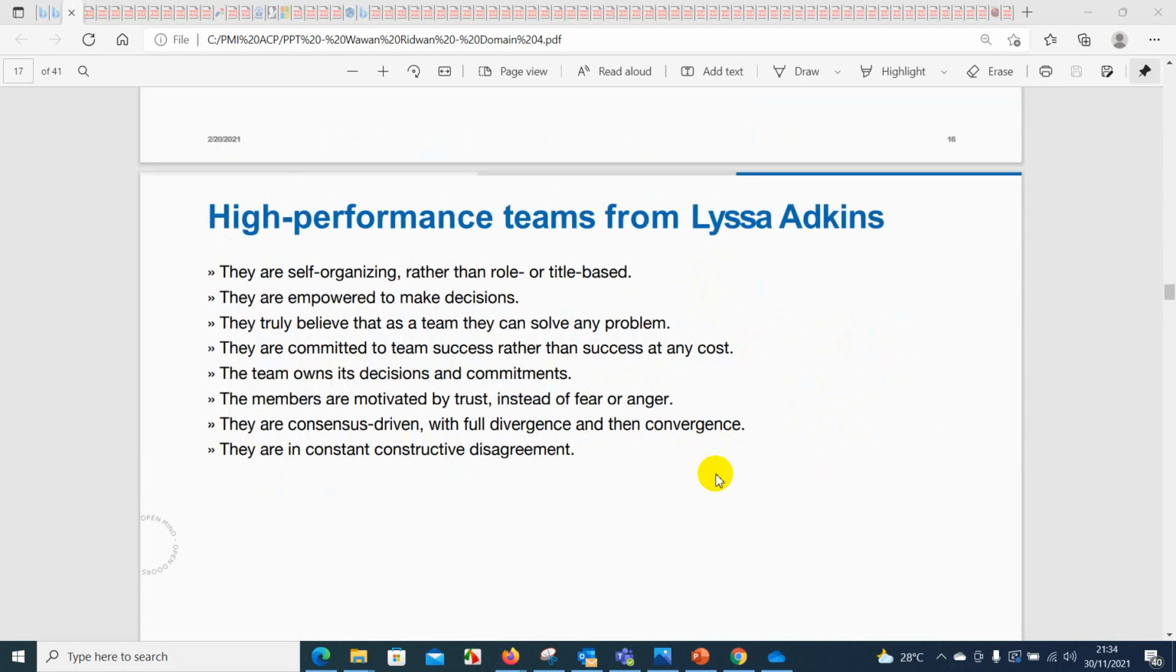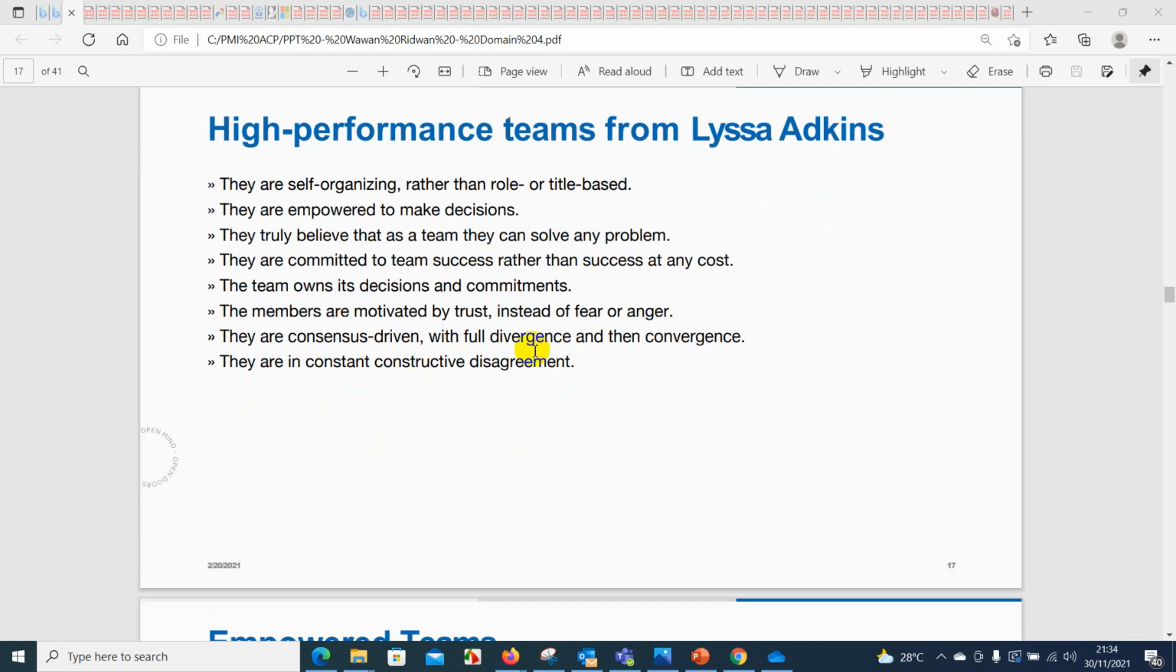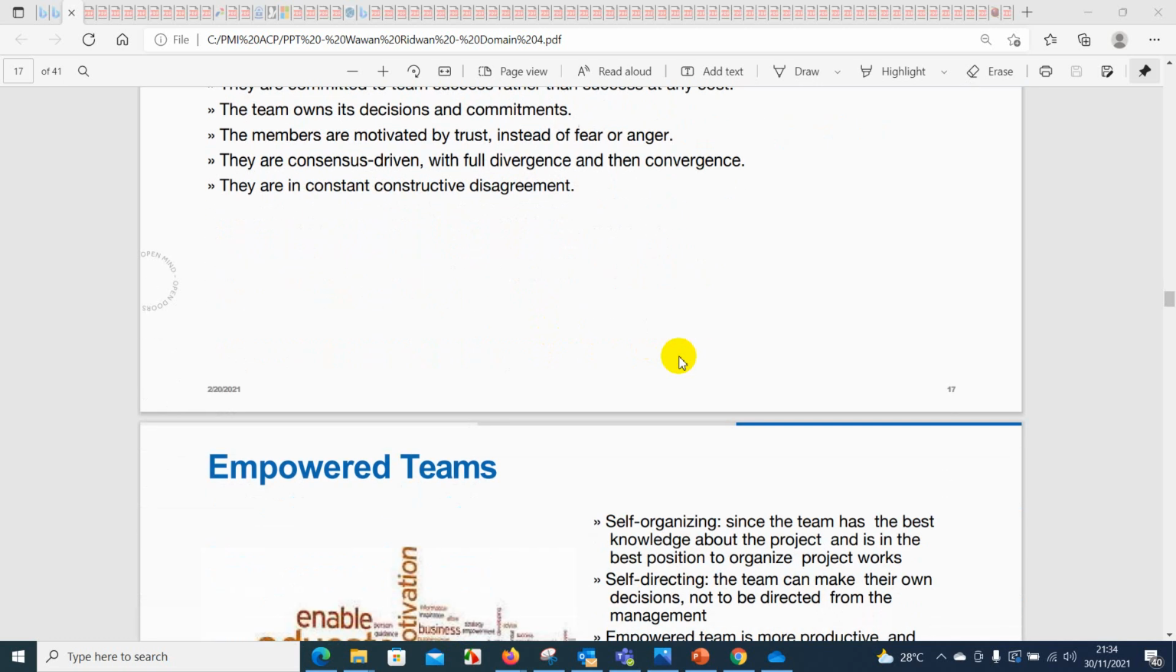High performance teams, from Lisa Atkins. They are self-organizing rather than role or title based. They are empowered to make decisions. They truly believe that as a team they can solve any problem. They are committed to team success rather than success at any cost. The team owns its decisions and commitments. The members are motivated by trust instead of fear of danger. They are consensus driven with full divergence and then convergence. They are in constant constructive disagreement.